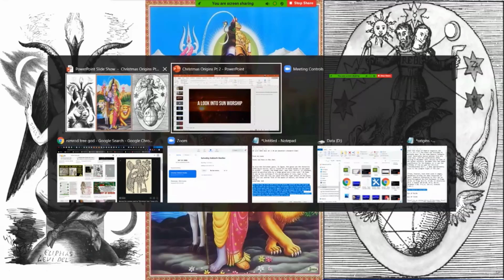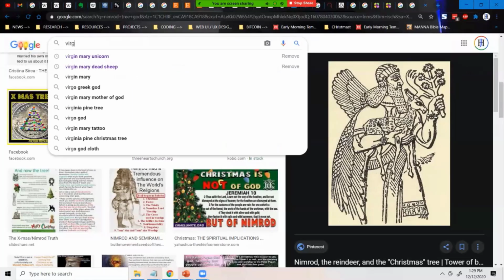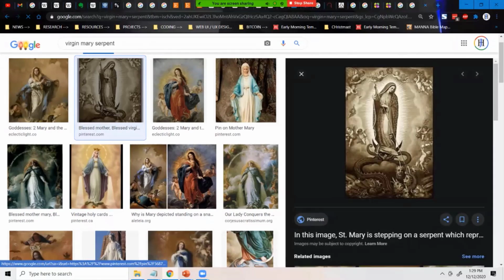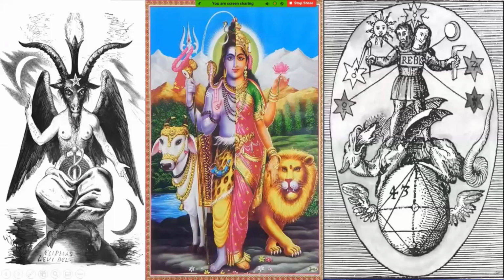As a matter of fact, I'll show you how deep this goes. If I go to Virgin Mary, here's the image of the Virgin Mary. Virgin Mary up top, serpent beneath her feet. It's all the same image. You're just seeing it depicted in different ways. Again, Mary on the top, serpent beneath. Here we have androgyne on the top, serpent beneath.